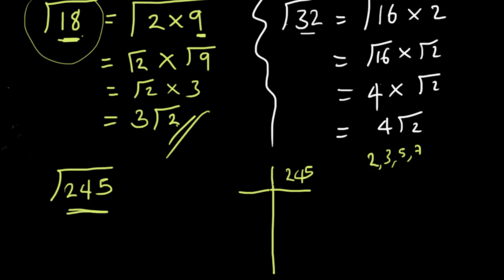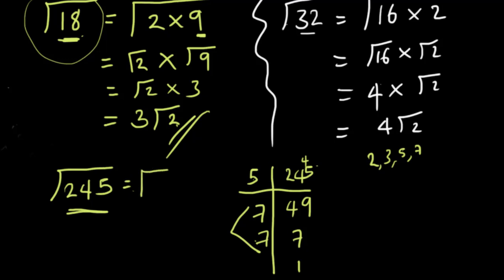Now we know that 2 cannot go into 245, and 3 cannot go into 245. So we take 5. 5 in 24 is 4, remainder 4. 5 in 45 is what? 9. Do you understand? Now 7. 7 in 49 is 7. Then we have 7 in 7 is 1. Does this make sense? So it means 245 is the same thing as 49 times 5.